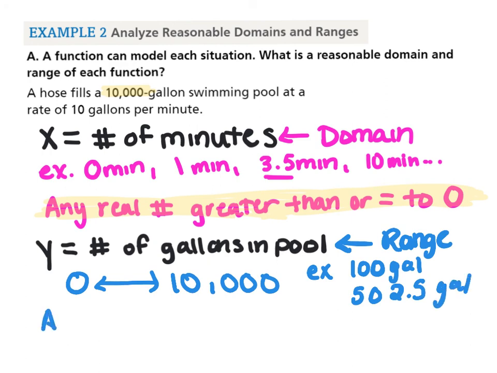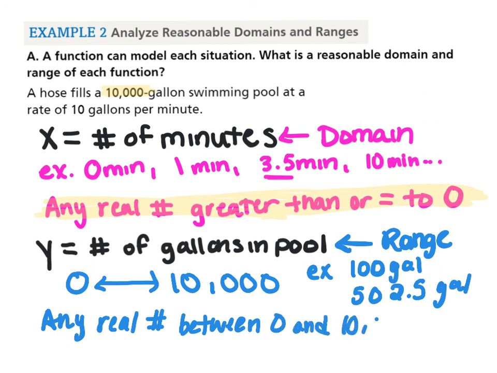Okay, but it's some number between those two. So because of that, this would be any real number between 0 and 10,000. Because rather than just being any number greater, we have to limit it. It can't be greater than 10,000, because as soon as it became greater than 10,000, it would overflow the pool.